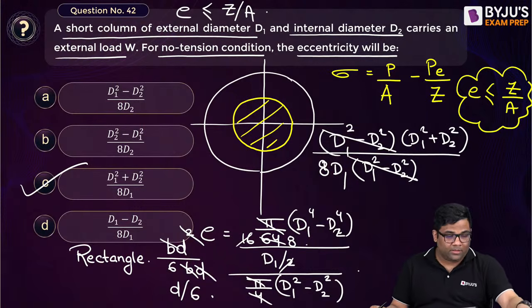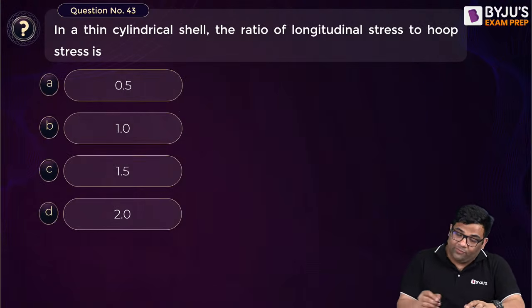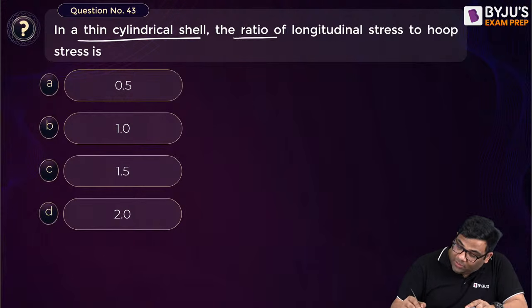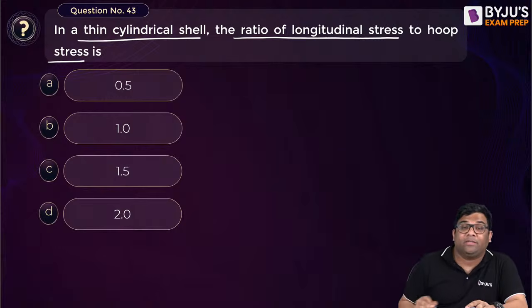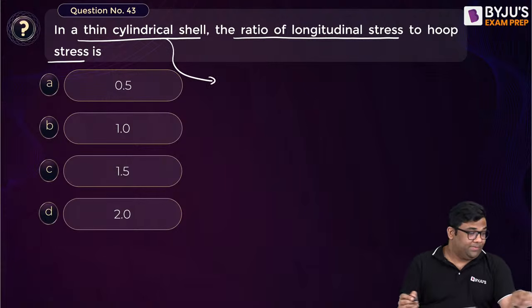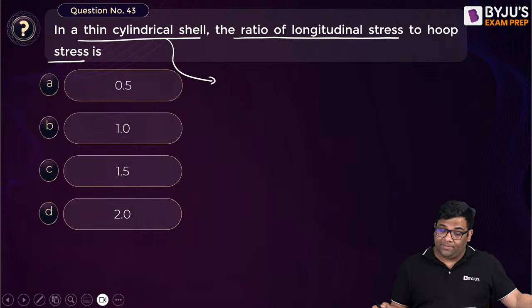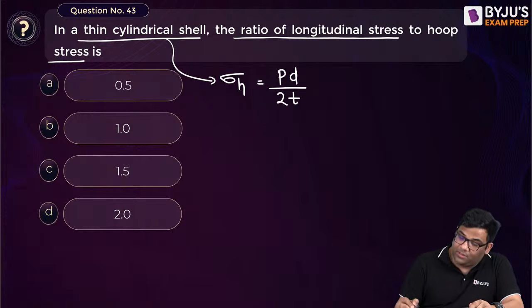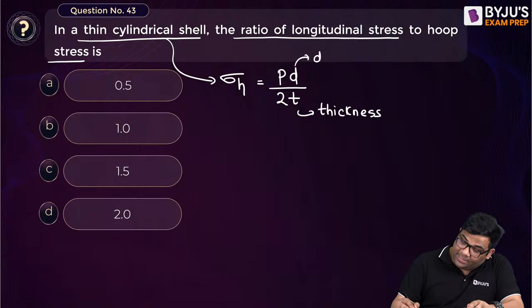Understood? Okay. Next question, question number 43. We have a thin cylindrical shell. The ratio of the longitudinal stress to the hoop stress. In a thin cylindrical shell, remember that hoop stress is PD by 2T, where T is the thickness and D is the diameter.